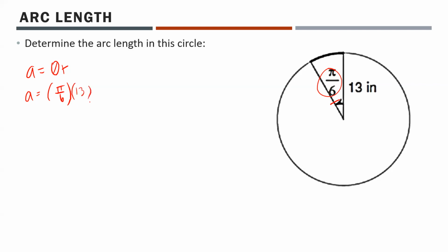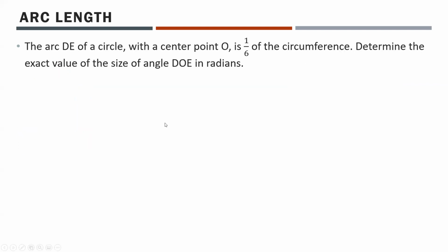I'll throw this in my calculator. It doesn't tell us what to round to, so I think it's always safe to round to the nearest tenth. Anyway, pi over 6 times 13 gives me an arc length of 6.8. And it looks like the units on that are inches. So 6.8 inches. That's all there is to it. So if you have an angle in radians, you're good to go on this one.